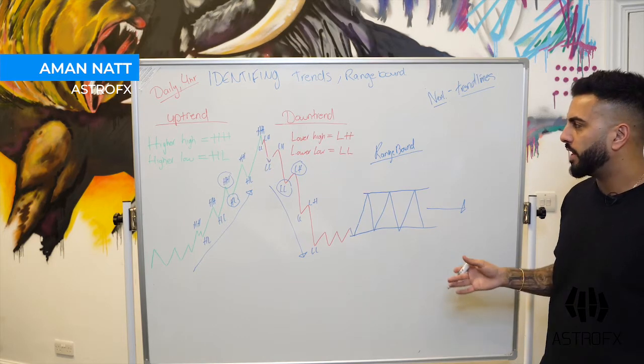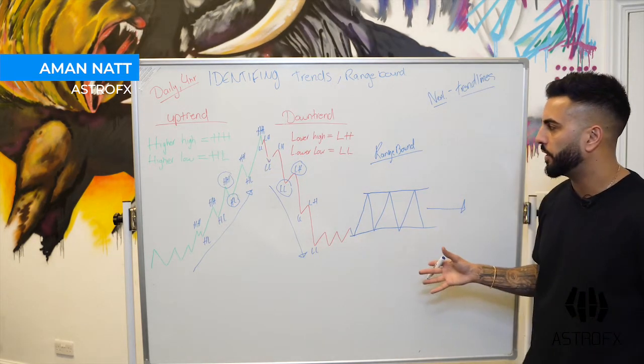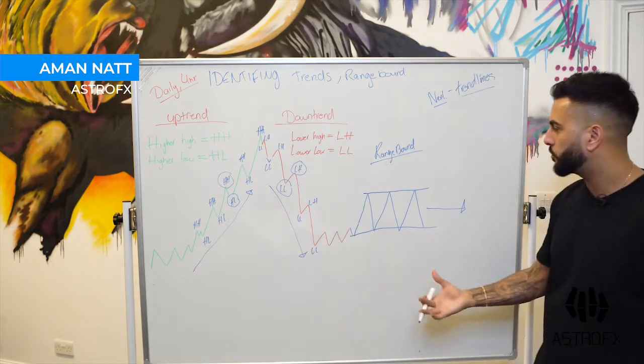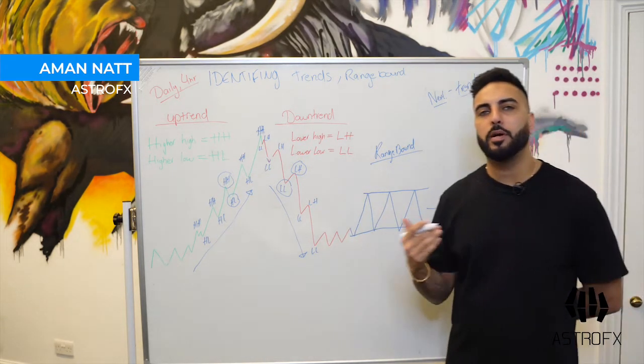And people often ask which one is the favorite to try and trade: catching an uptrend, catching an amazing downtrend, or range bound. And I always say it's based on your personality again.